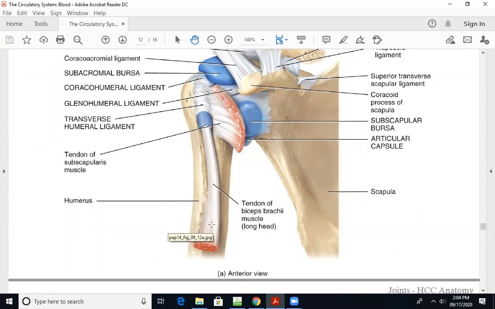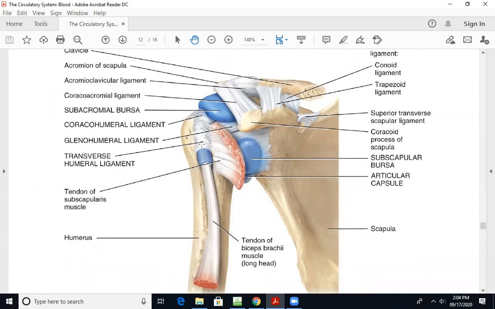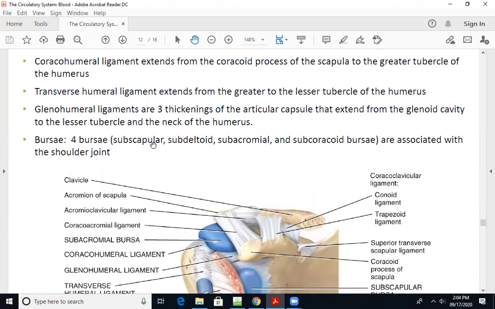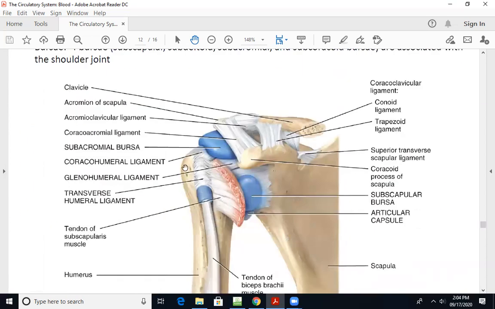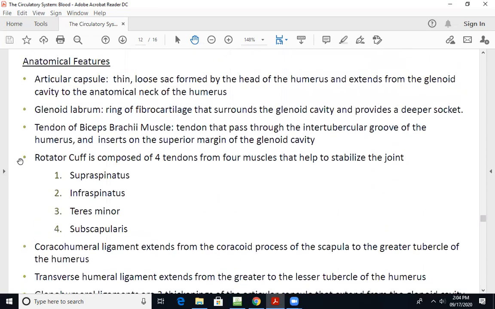But the tendon of that long head travels up from the biceps and actually travels past the shoulder joint on its way to insert in the superior margin of our glenoid cavity, meaning that it inserts on our scapula. It passes through the intertubercular groove, which is the groove between the greater, and you can't really see it, but the lesser tubercle will be right in there. So make sure you highlight that.